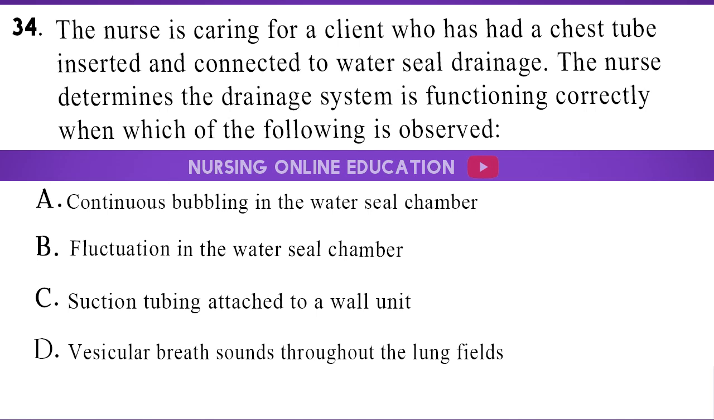34. The nurse is caring for a client who has had a chest tube inserted and connected to water seal drainage. The nurse determines the drainage system is functioning correctly when which of the following is observed: A. Continuous bubbling in the water seal chamber. B. Fluctuation in the water seal chamber. C. Suction tubing attached to a wall unit. D. Vesicular breath sounds throughout the lung fields. The answer is option B. Fluctuation in the water seal chamber.